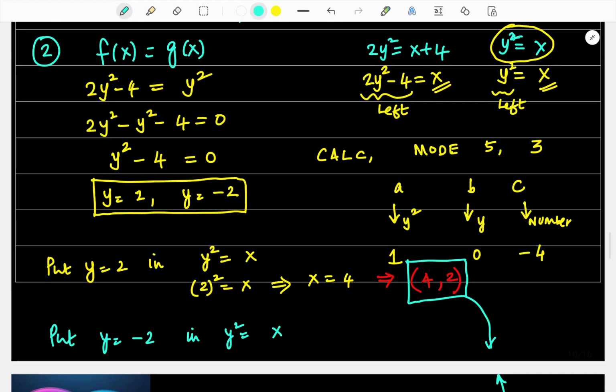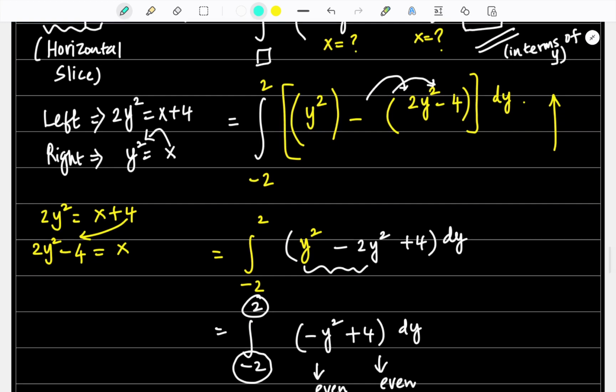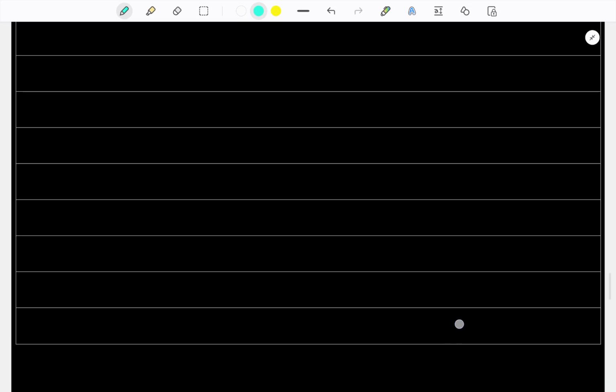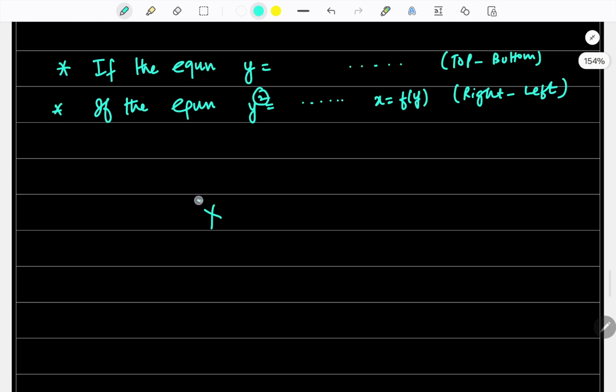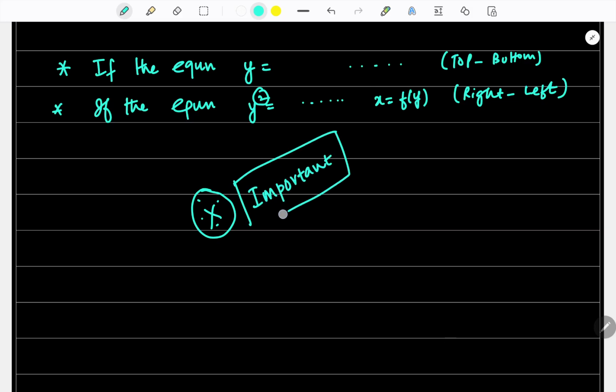So keep all these things in your mind. For vertical slices, use the formula integral a to b of top minus bottom. For horizontal slices, use the formula integral of right minus left times dy. So this gives you a clear idea about area between two curves. Remember, this is a very, very important topic, so please study it very carefully. Whatever basic ideas I told you, keep them in your mind and start learning this.